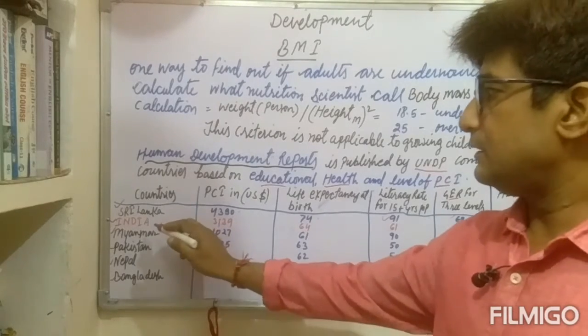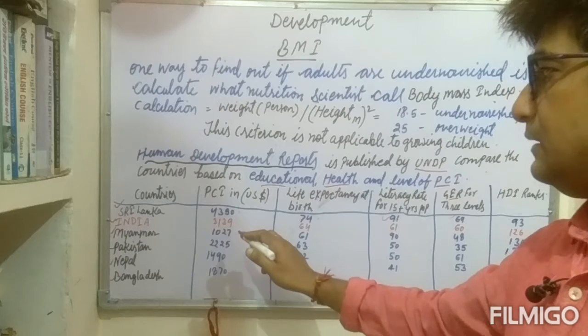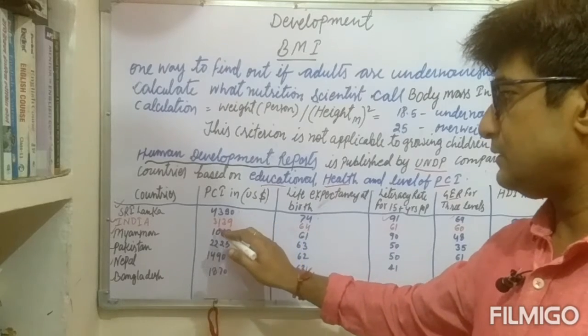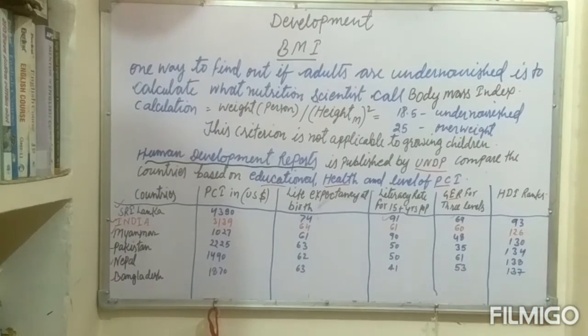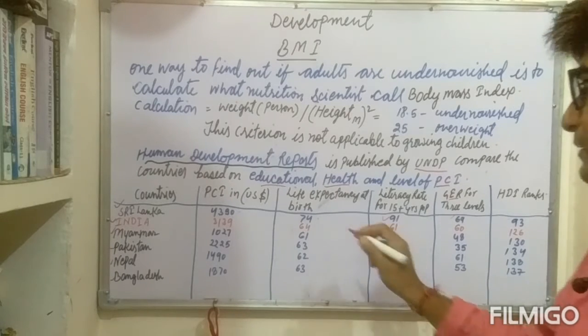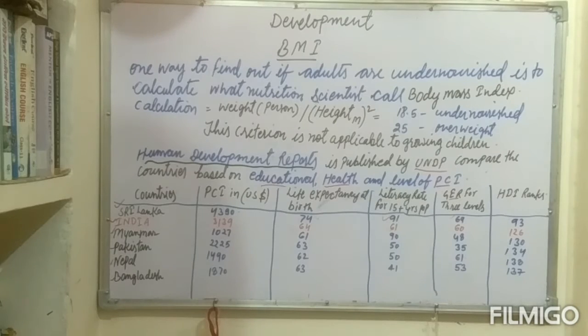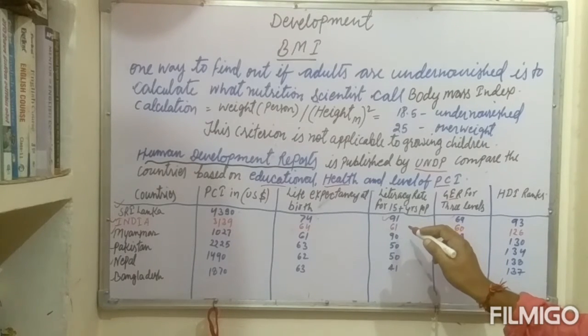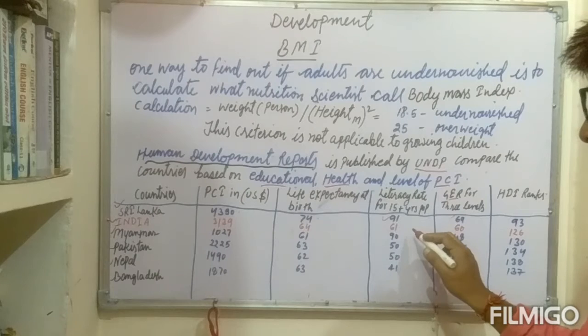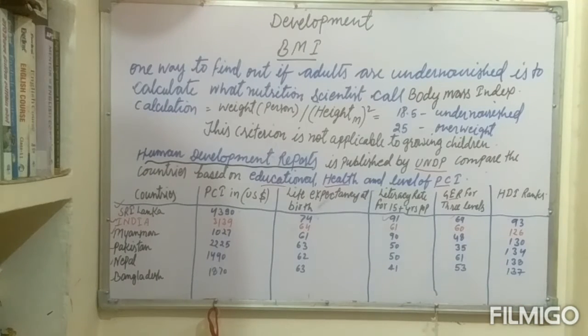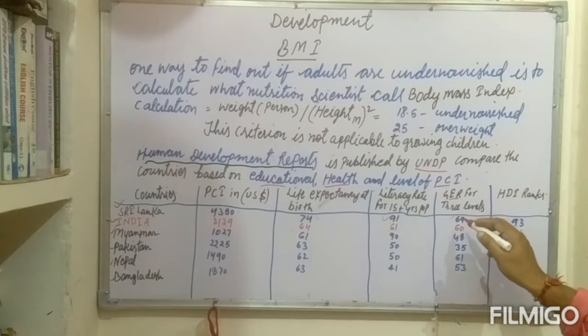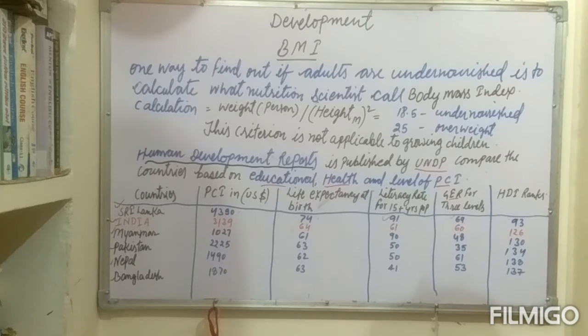Then India: the per capita income in US dollar is 3,139 US dollar. India stands at a life expectancy at birth of 64 years, and then the literacy rate for the 15 years plus population is 61%, and then the gross enrollment ratio at the 3 levels is 60%, and the HDI rank where India stands is 126. That is a very critical condition for India.